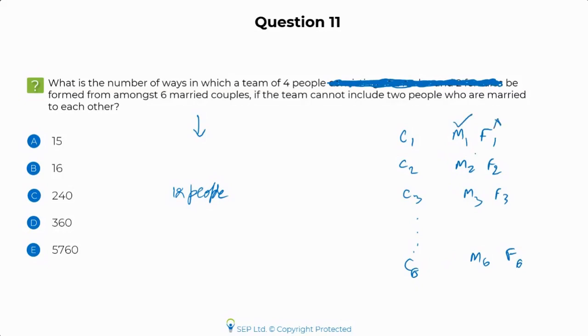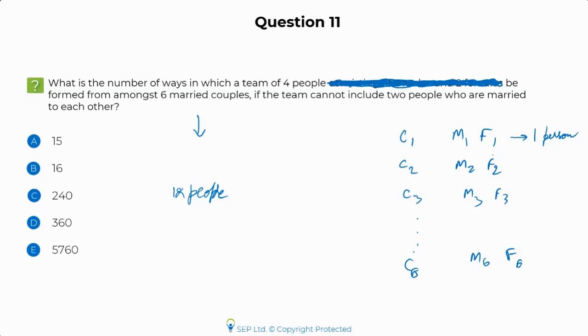If I choose F2, I cannot choose M2. So I can simplify this and say that this basically means I can only choose 1 person from each couple. Not each couple, 1 person maximum I can choose from a couple. That's what I can write.